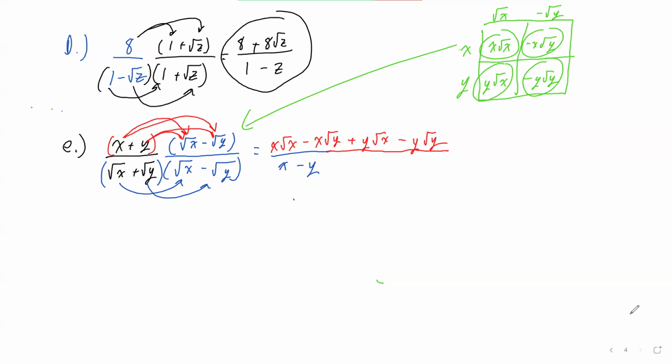I'm going to give y'all one to try. 11 over 8 minus square root of 3.